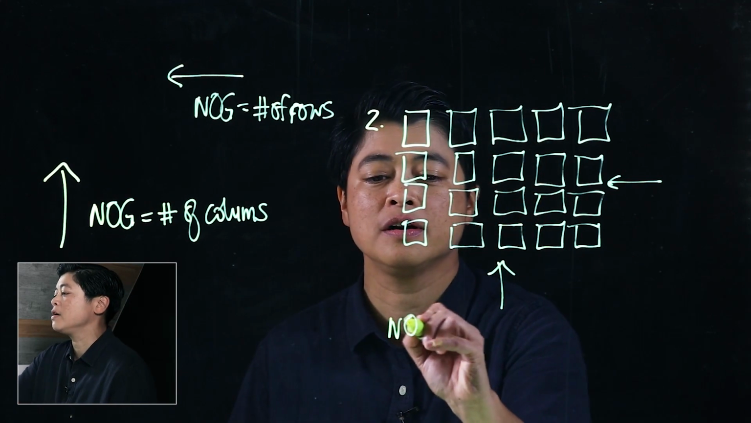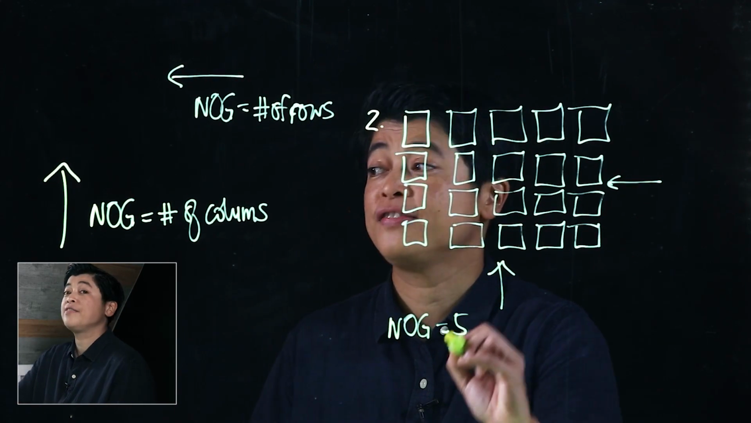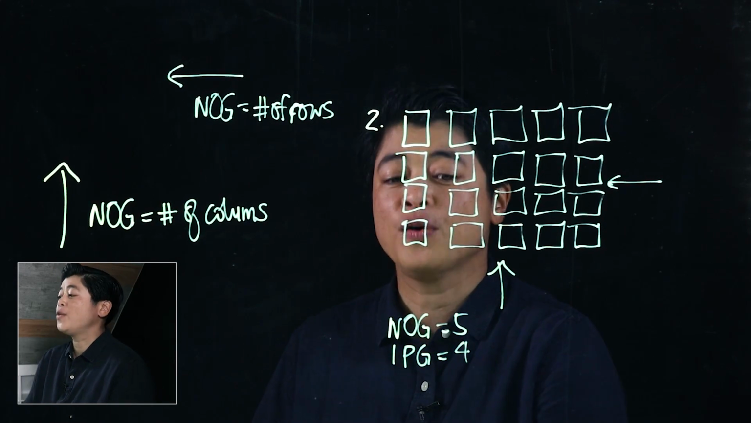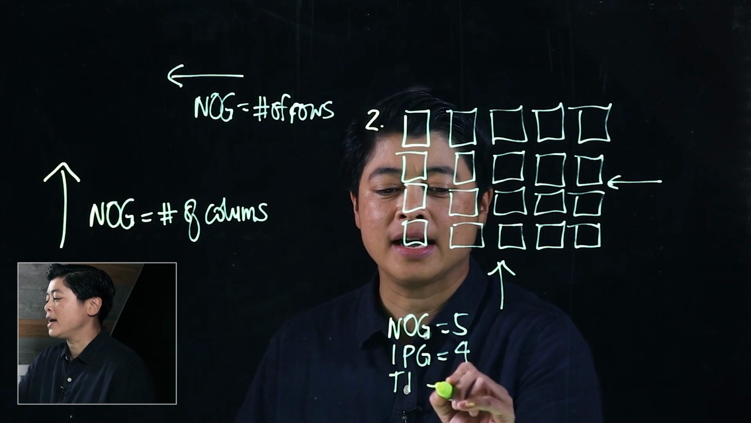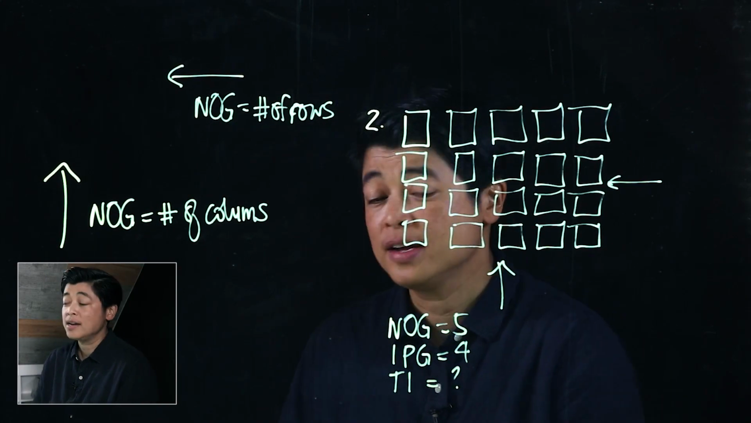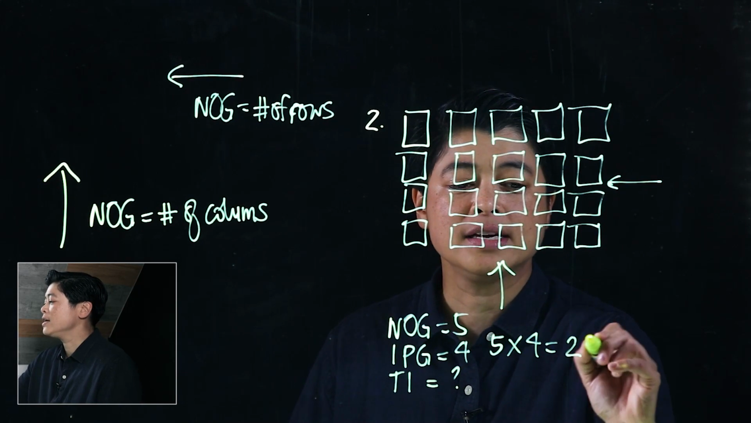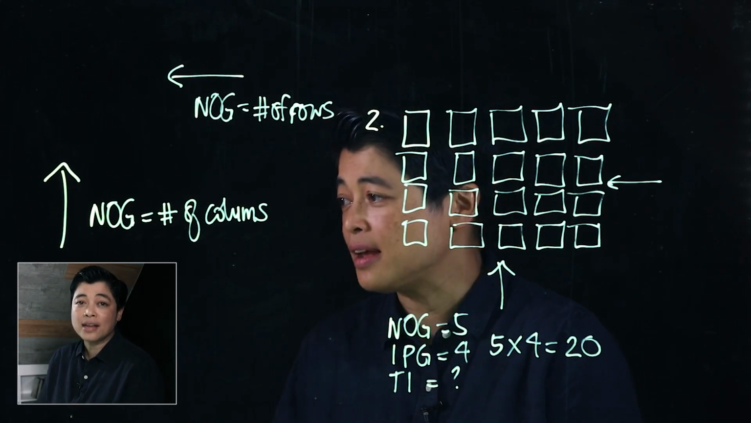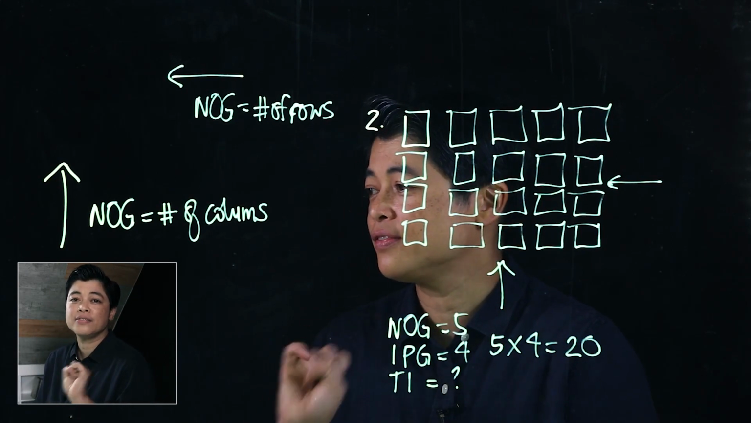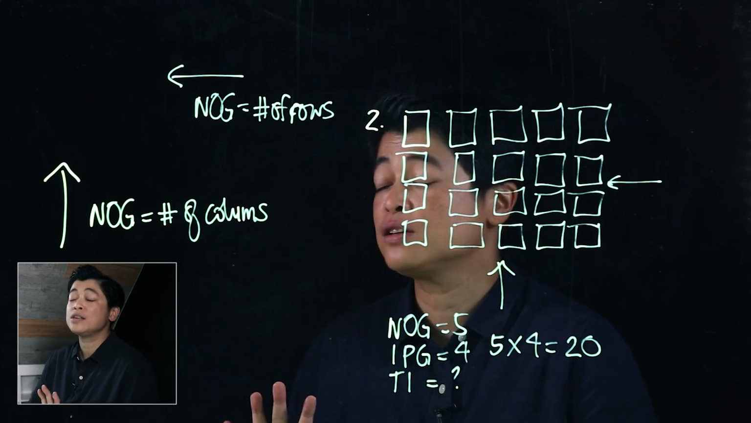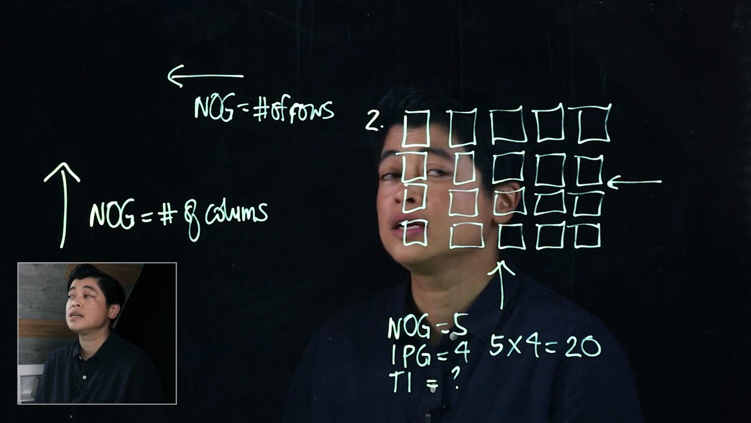So number of groups is 5. Items per group would be 4. And total items will be question mark. So this is technically 5 times 4 is equal to 20. Because if we count by 5s, 5, 10, 15, 20, to 4 fingers, that means we have 20 total cars.